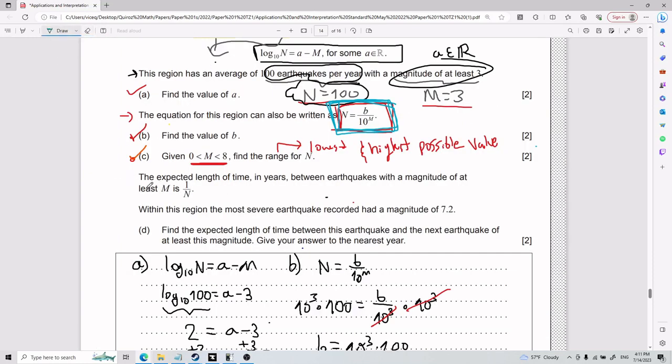Now for part D, they tell us that the expected length of time in years between earthquakes with a magnitude of at least m is 1 over n. Within this region, the most severe earthquake recorded had a magnitude of 7.2. For part D, we need to find the expected length of time between this earthquake and the next earthquake of at least this magnitude. Give your answer to the nearest year.